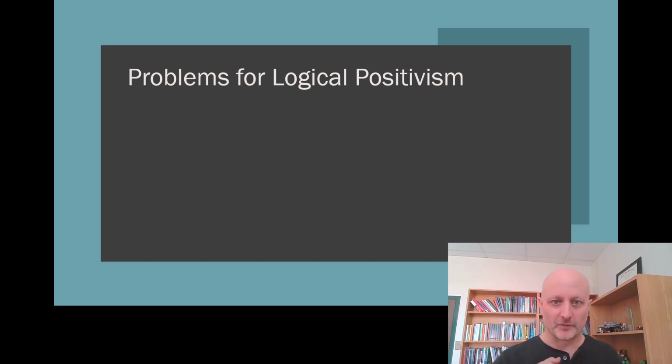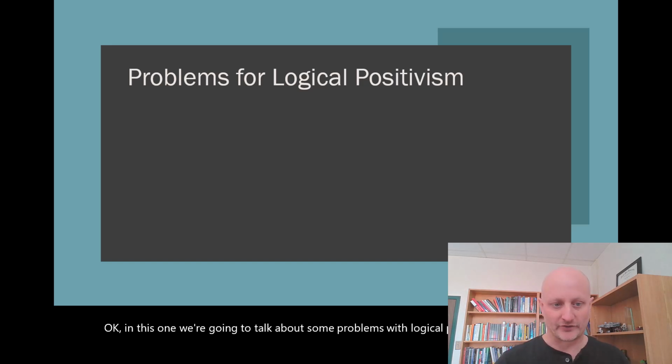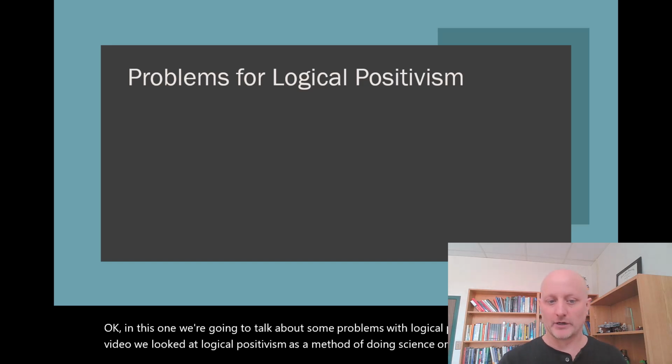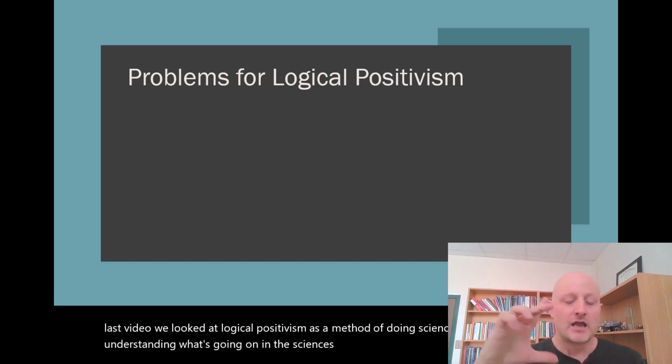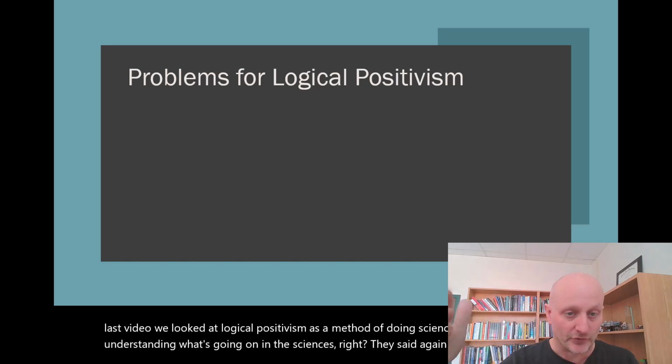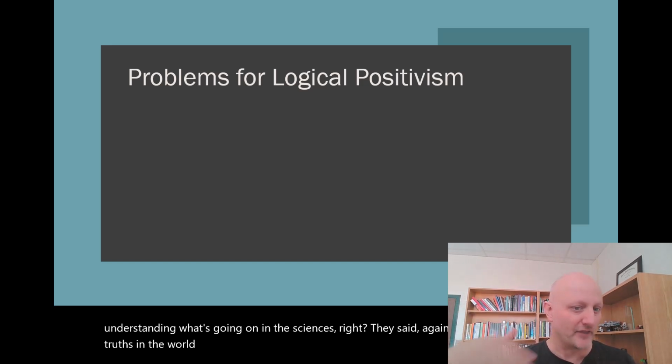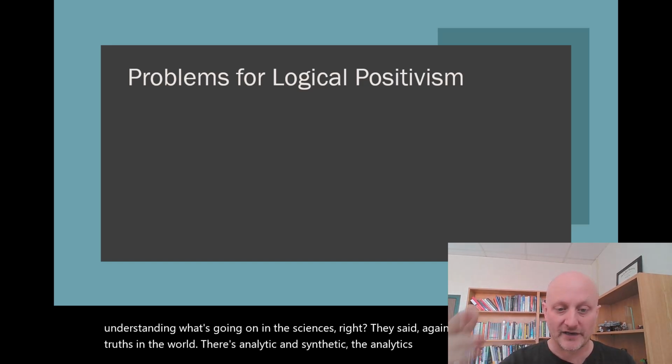Okay, in this one we're going to talk about some problems with logical positivism, right? So last video we looked at logical positivism as a method of doing science, or at least of understanding what's going on in the sciences, right? They said, again, there's two types of truths in the world. There's analytic and synthetic. The analytic truths are true by definition, right?